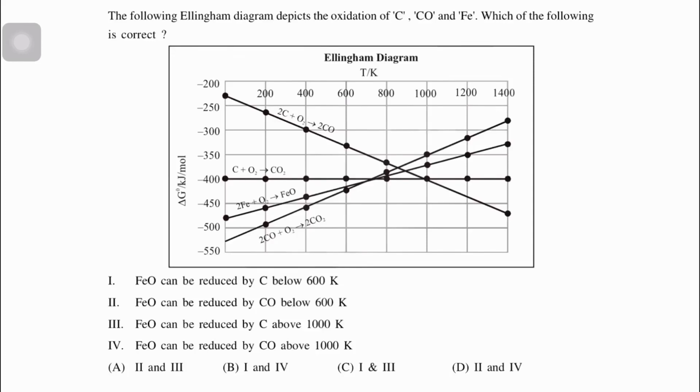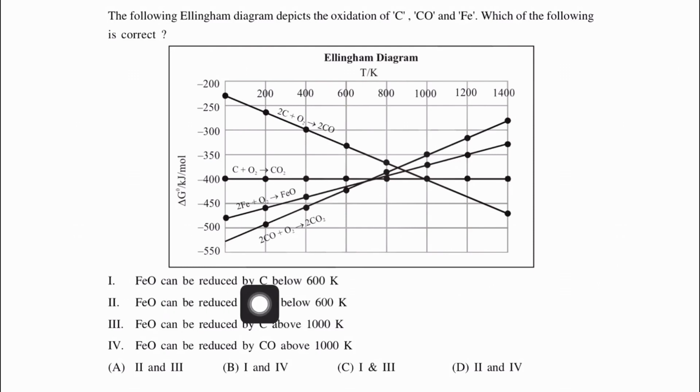Hello everyone. Let's discuss a very important question based on Ellingham diagram. The question is, the following Ellingham diagram depicts the oxidation of carbon, carbon monoxide and iron. Which of the following is correct? Okay, so this is the Ellingham diagram, that is delta G naught versus temperature. Okay, let's see the first option.